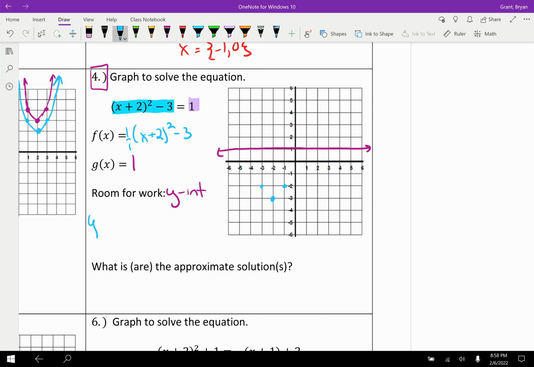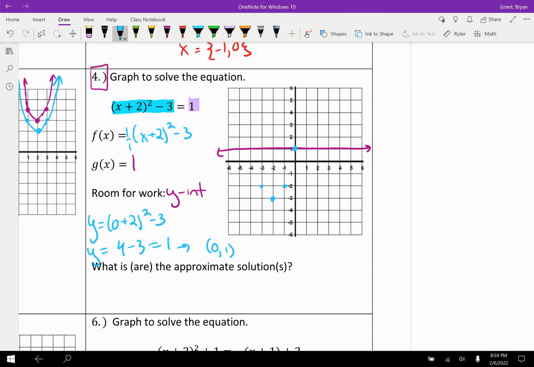A reminder, though, that's not too bad. We just take the x and replace it with 0. I would just follow PEMDAS from here. This is 2 squared, which is 4. 4 minus 3 is 1. So that creates the point with an x of 0 and a y of 1.